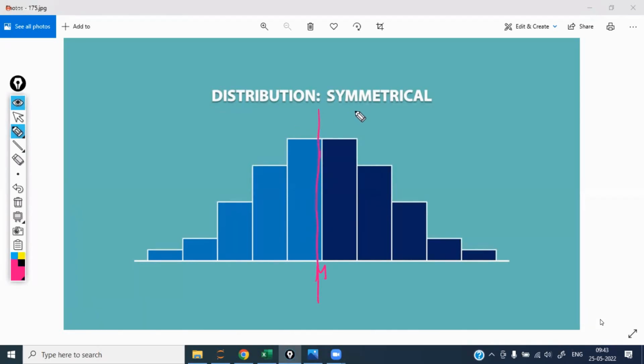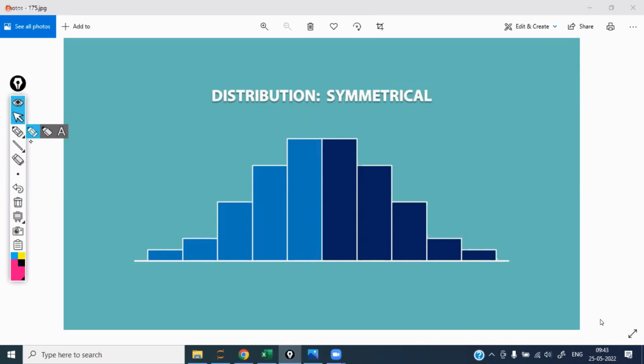Okay. Symmetrical data is also called a symmetrical distribution, also called a normal distribution. What is meant by distribution? Distribution is nothing but the distribution of the data. These bars show the distribution of the data, right? Now the data has been distributed normally or symmetrically. This is called a symmetrical distribution.